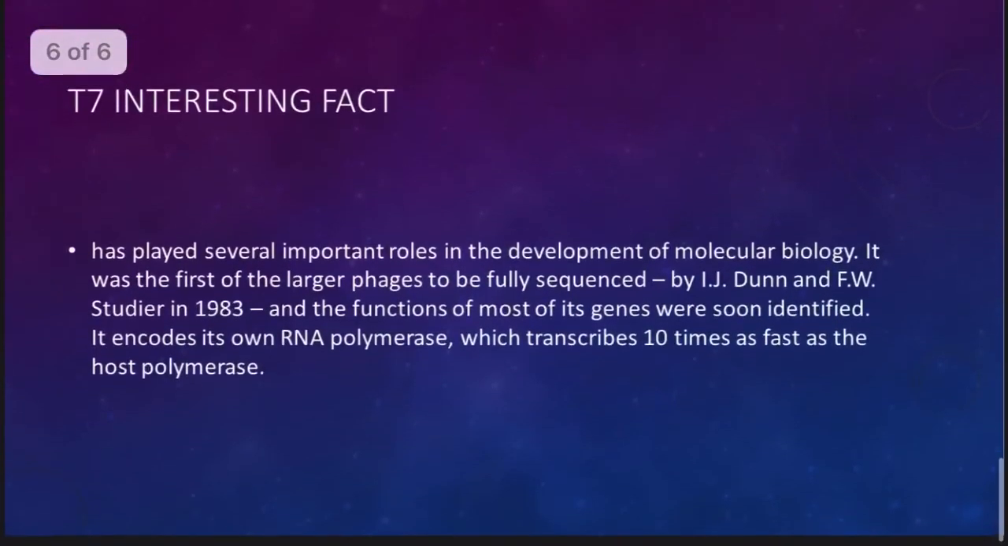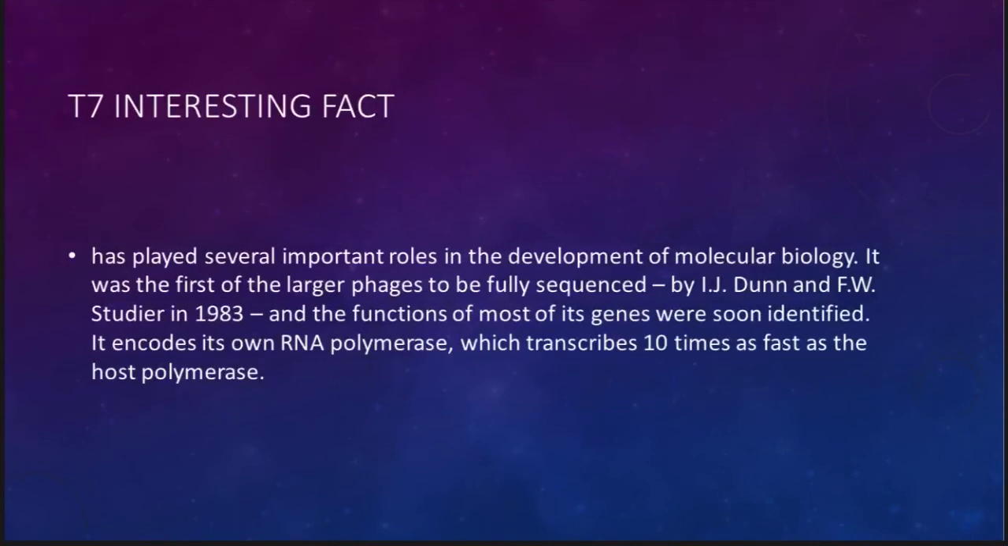One thing that I found interesting is that the T7 virus has played several roles in the development of molecular biology. It was the first of the larger phages to be fully sequenced, by L.J. Dunn and F.W. Studier in 1983, and the functions of most of its genes were soon identified. It encodes its own RNA polymerase, which transcribes 10 times as fast as the host polymerase.